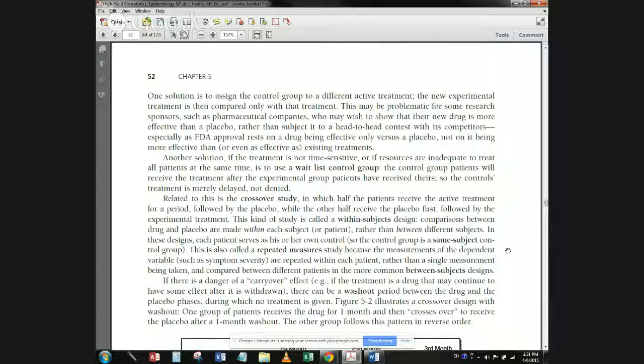Another solution, if the treatment is not time sensitive or if resources are inadequate to treat all patients at the same time, is to use a waitlist control group. The control group patients will receive the treatment after the experimental group patients have received theirs, so the control's treatment is merely delayed, not denied. Related to this is the crossover study, in which half the patients receive the active treatment for a period, followed by the placebo, while the other half receive the placebo first, followed by the experimental treatment. This kind of study is called a within subjects design.